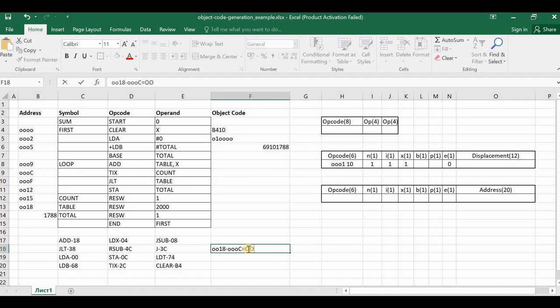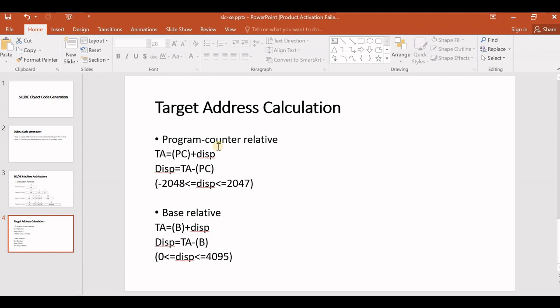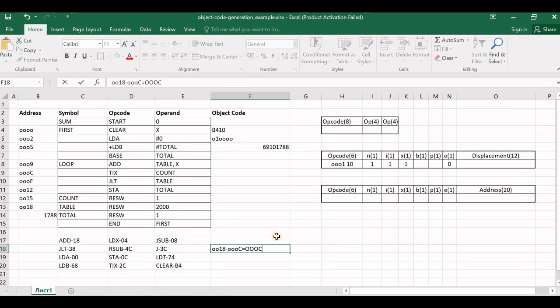It is 000C only. So this is the displacement that you have got from the formula target address minus PC value. Check if this value is between the range. What is the range for program counter value? The displacement calculated using the program counter register should be between minus 2048 and plus 2047. Now the value that you have got is 12. 12 is within the range. So this displacement is acceptable.